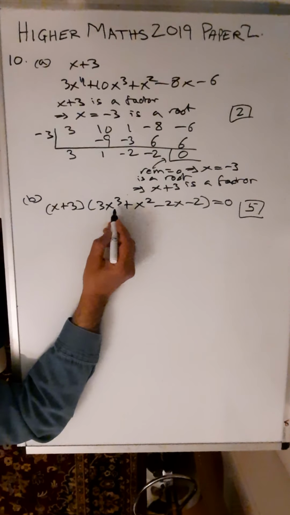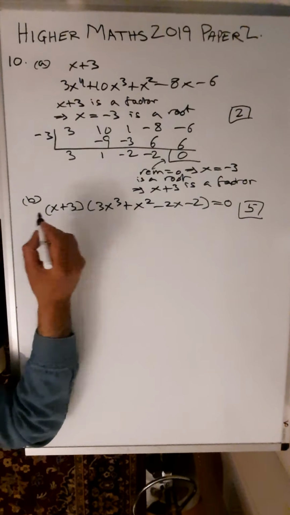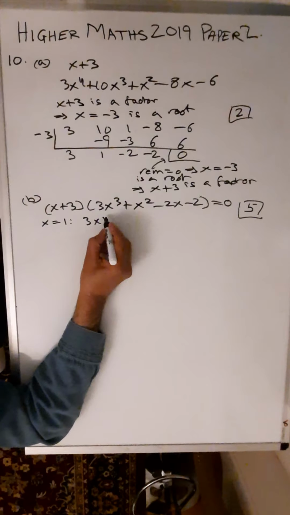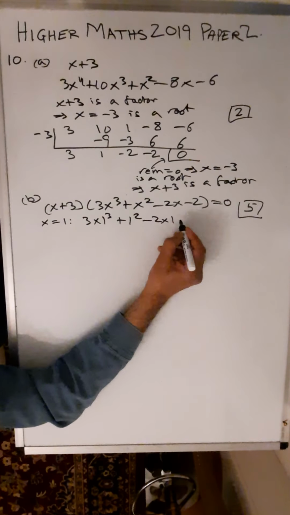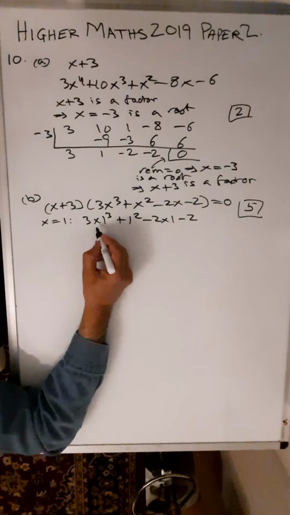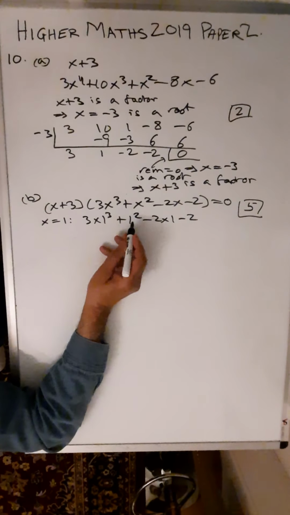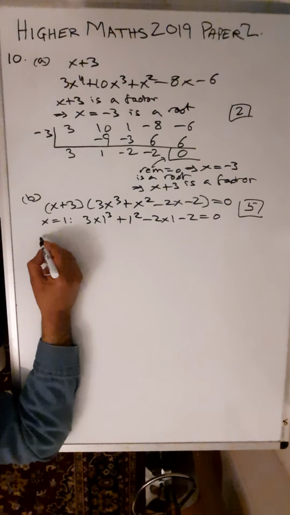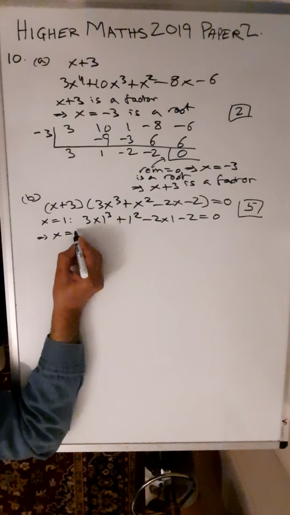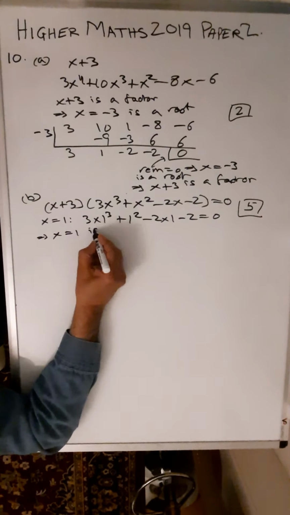If you try x equals 1, you can see that x equals 1 is going to work. Try x equals 1. That means 3 times 1 cubed plus 1 squared minus 2 times 1 minus 2. This is 3 plus 1 is 4, minus 4, and that is equal to 0. That means that x equals 1 is a root.